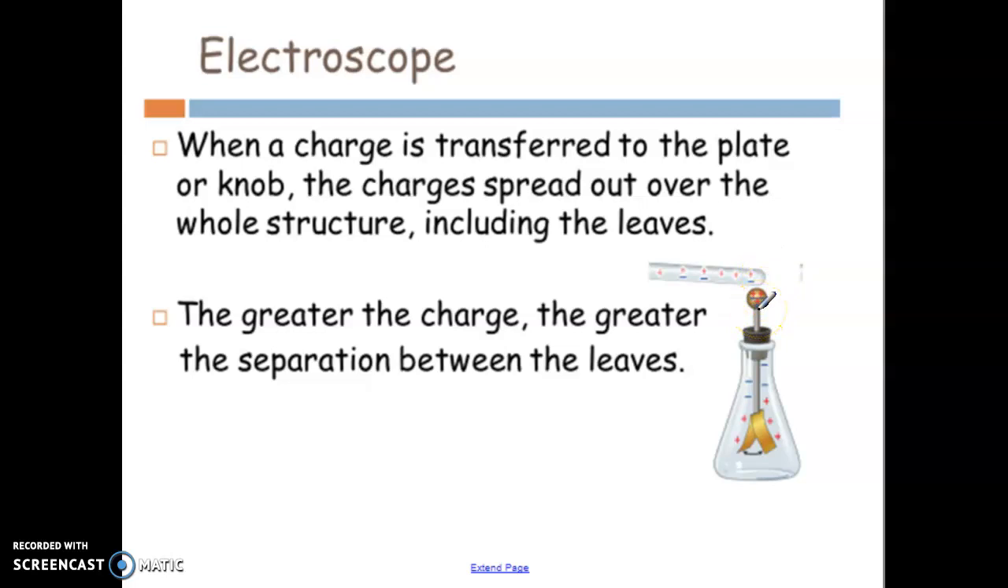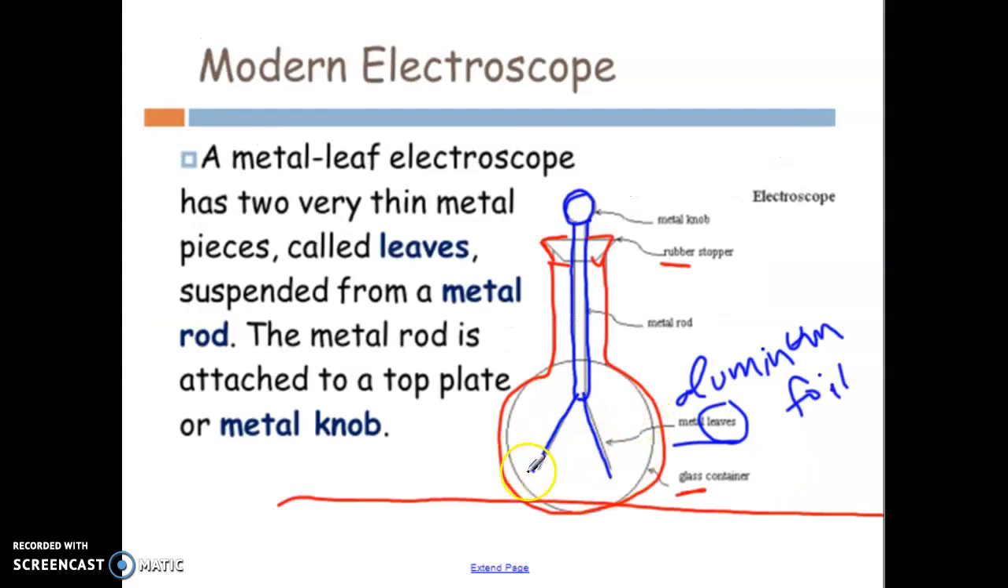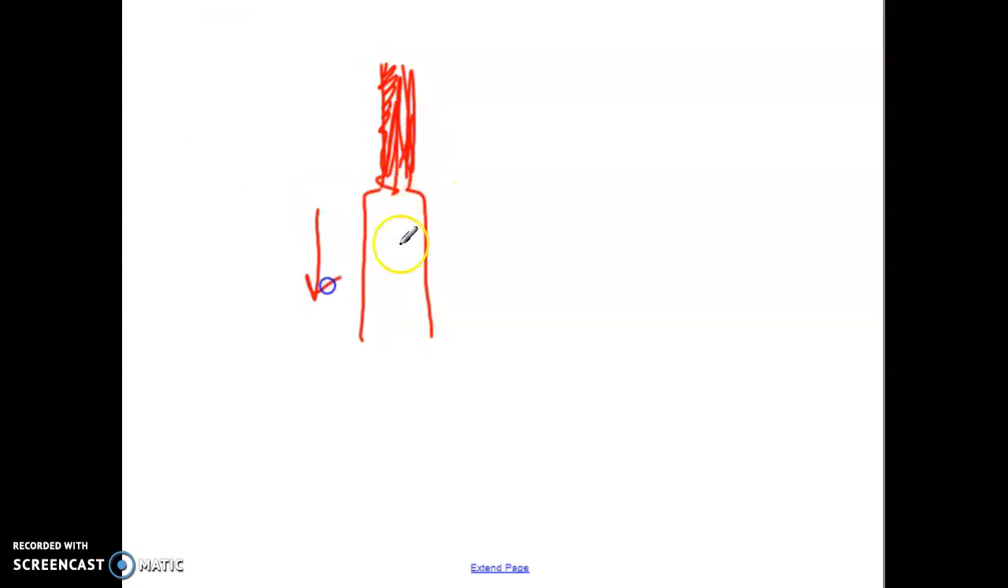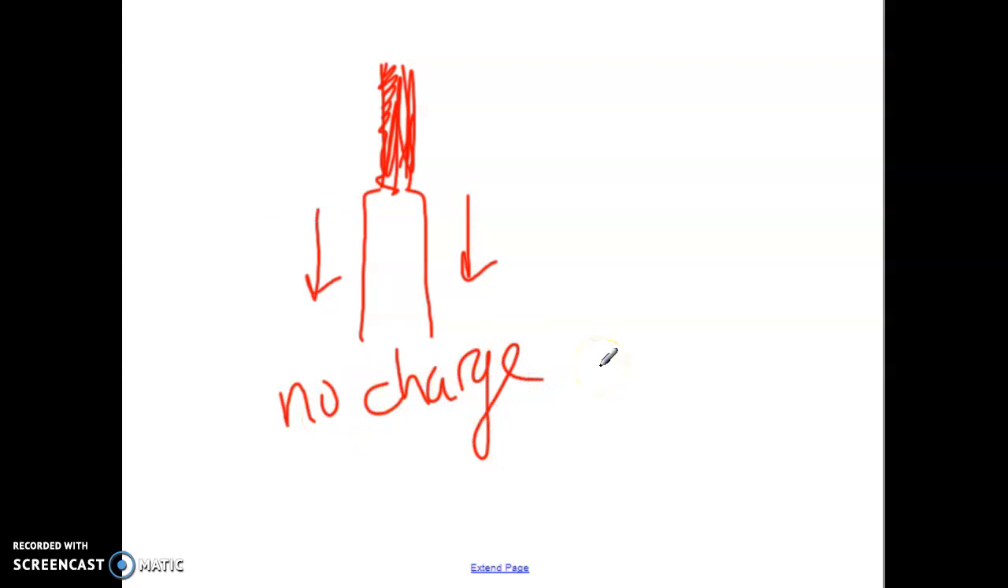She's probably wondering, well, how does an electroscope tell us if there's a charge or not? It actually has to do with these metal leaves. Imagine this is the metal rod here, and the leaves are attached to it. If they are hanging straight down, that means that the object has no charge, okay?